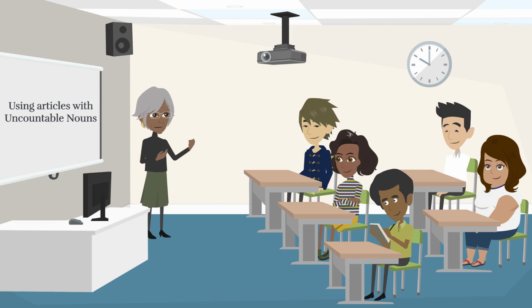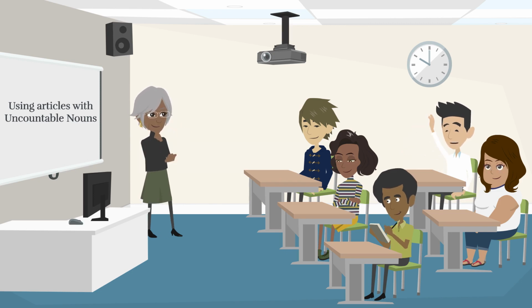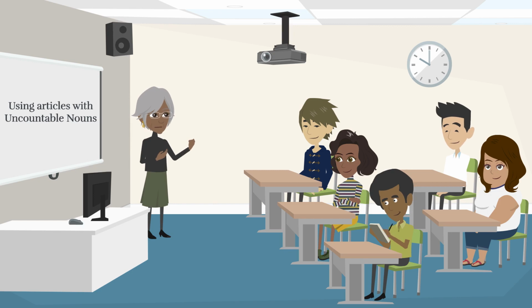Question 2. What article would you use with an uncountable noun when you want to specify or refer to a particular instance? We use a definite article with uncountable nouns to refer to a specific instance or when there is a clear context. Excellent. The definite article is used with uncountable nouns when we want to specify or refer to a particular instance.